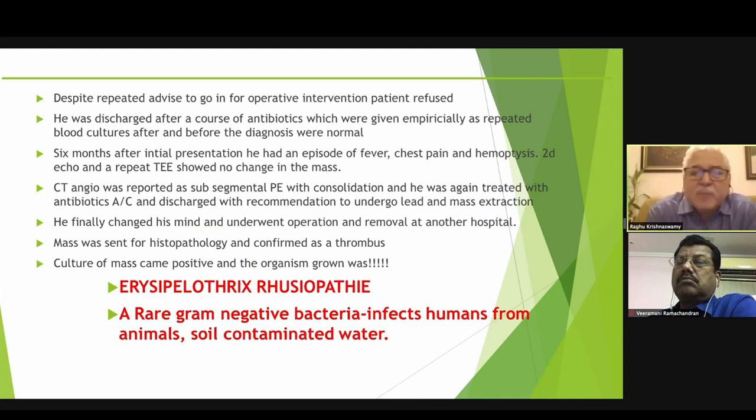He finally changed his mind and underwent operation and removal at another hospital. This mass was sent for histopathology and was confirmed as a thrombus. Now, what came as a big shock was when we got the report, none of us had heard that there was an organism like this. It was called Erysipelothrix rhusiopathiae.